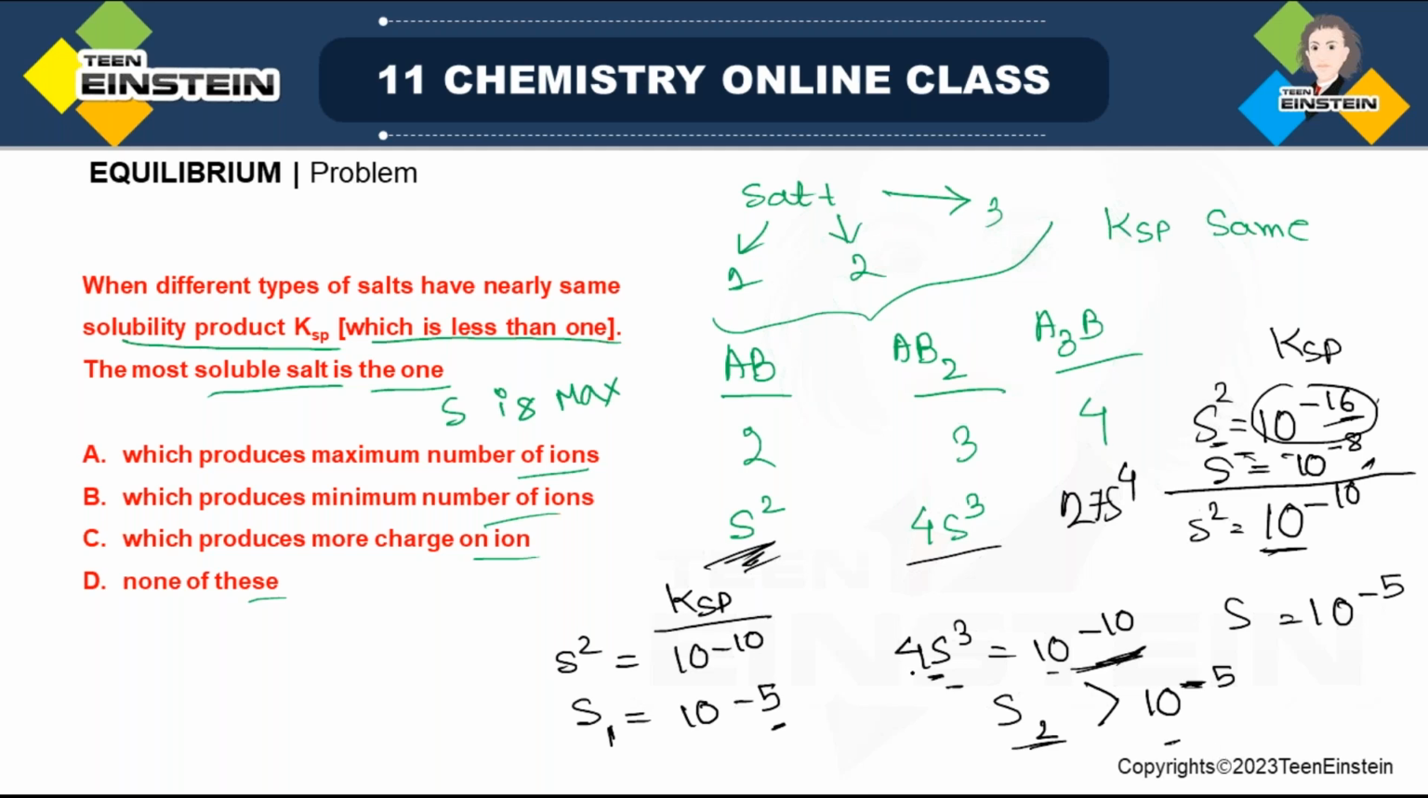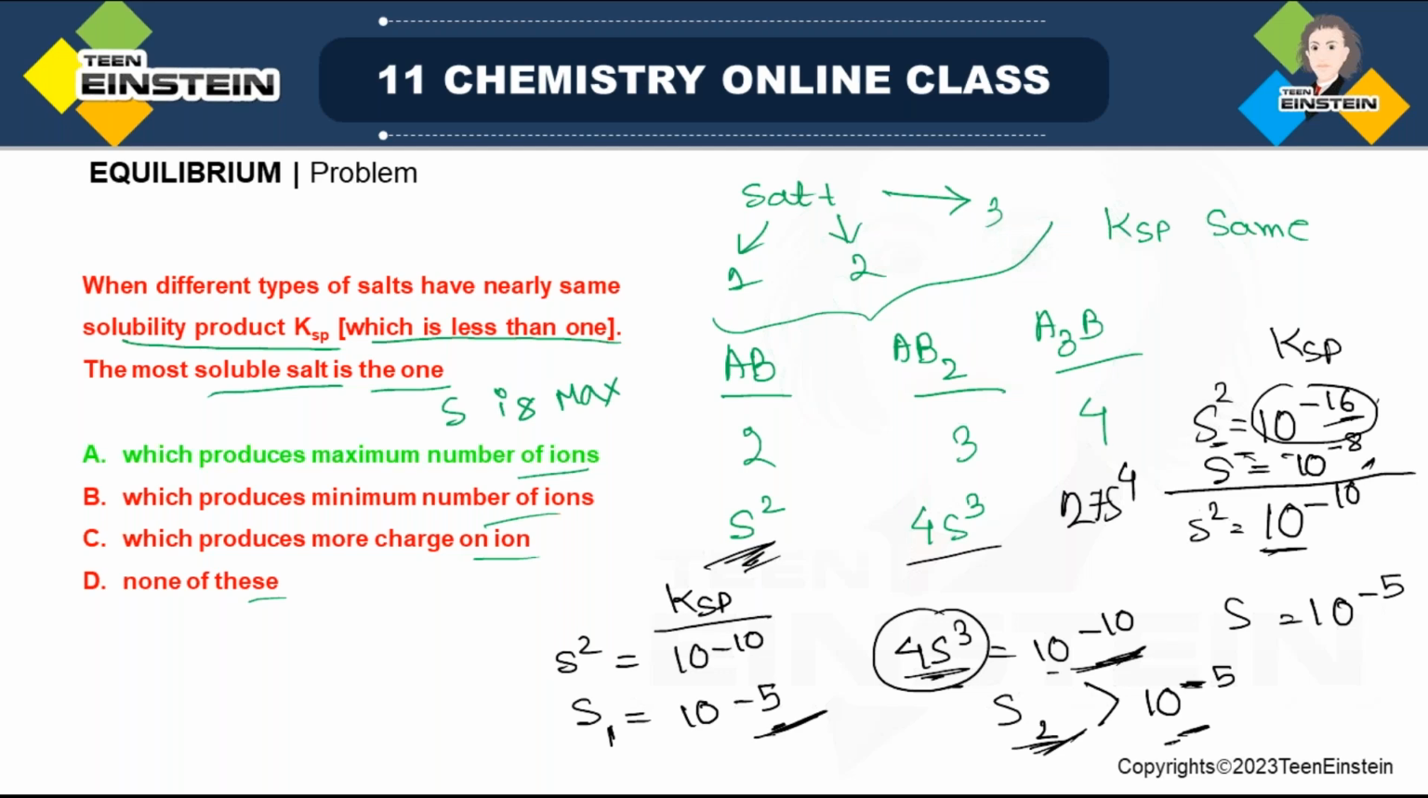So the more it is distributed among more S values, the solubility is basically increasing. So it means when it is producing the maximum number of ions, then the solubility value is basically increasing. So in this case, S2 will be something which is greater than the previous value. So solubility is high. That is why the first option will be the correct option.